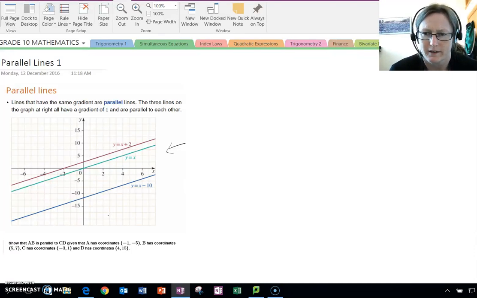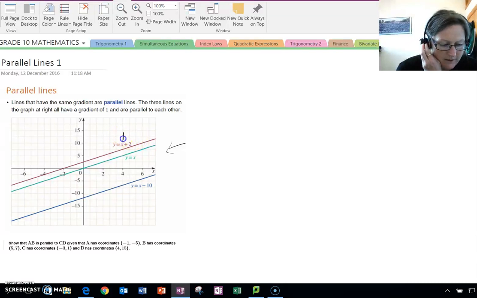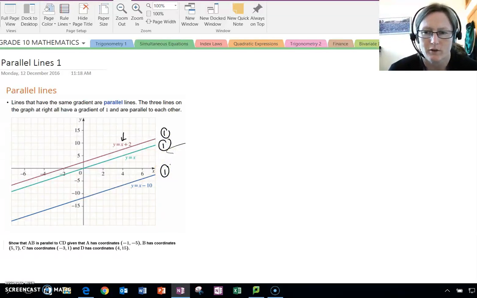Remember, the gradient is the thing with x. So here, look what's with the x. In front of the x appears to be no number, but if there's nothing there, it is a 1. So the gradient of this line is a 1. What's with the x here? A 1. And what's with the x here? A 1. They all have a gradient of 1, and they are parallel lines.